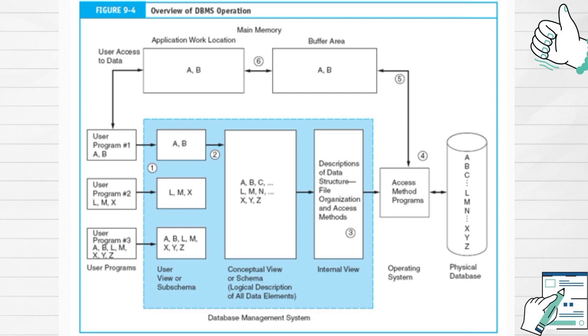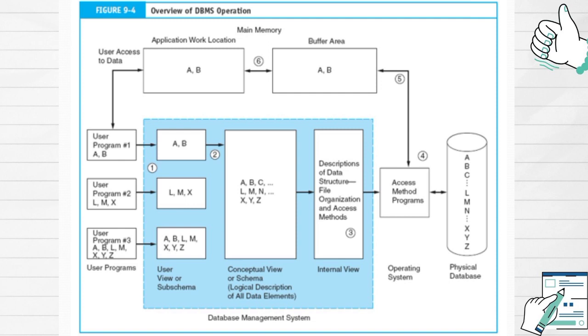Third, the DBMS determines the data structure parameters from the internal view and passes them to the operating system, which performs the actual data retrieval. The data structure parameters describe the organization and access method, or the operating system utility program, for retrieving the requested data.